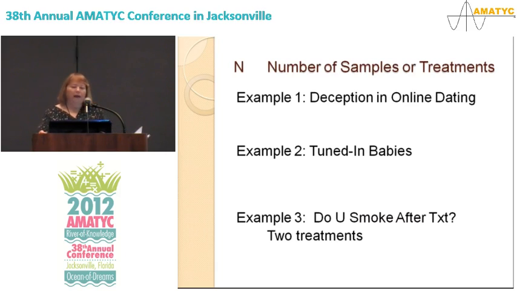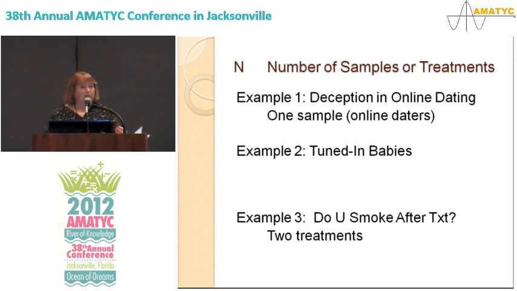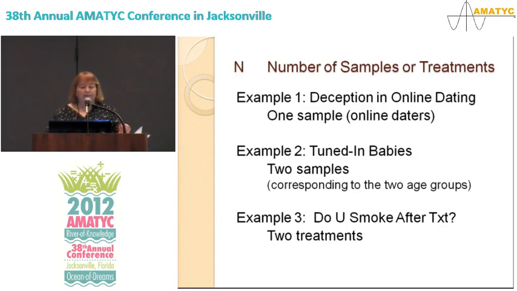And so again, if we go back and revisit the 3 examples that we've looked at so far, deception in online dating, they had taken a sample of online daters, and so in that situation they had a single sample of online daters. For the tuned-in babies, there were actually 2 samples. They had a sample of parents of children that were 6 months to 3 years of age, and then a sample of parents that were 3 years to 6 years of age. And so there are 2 samples there.